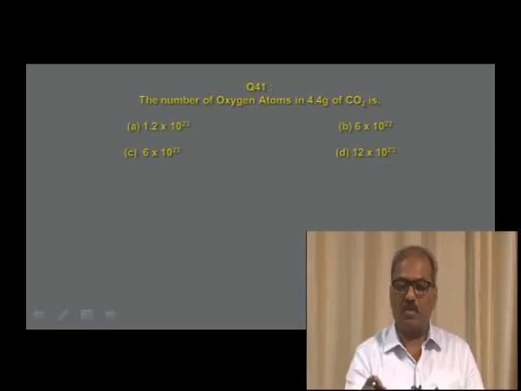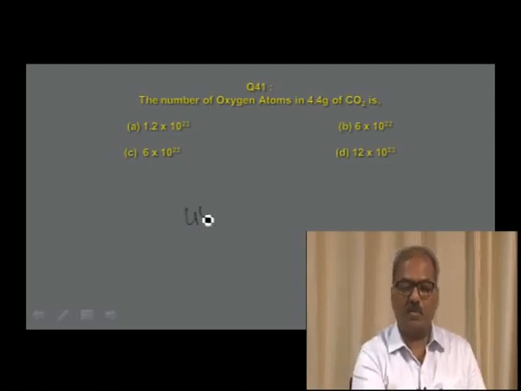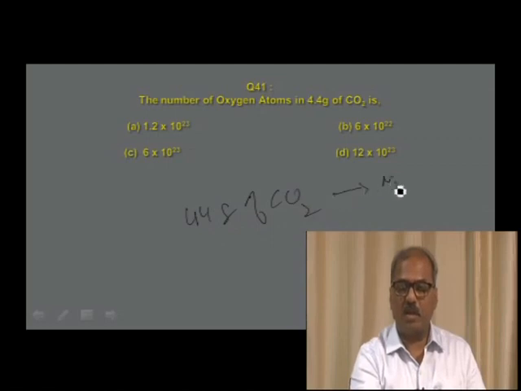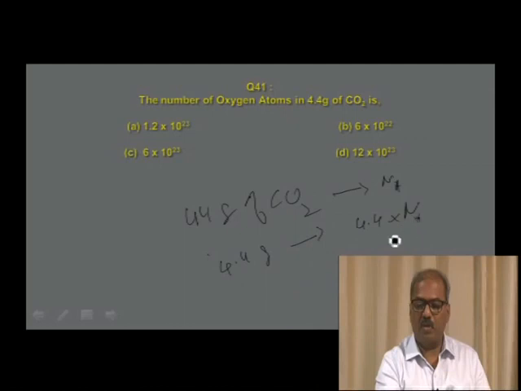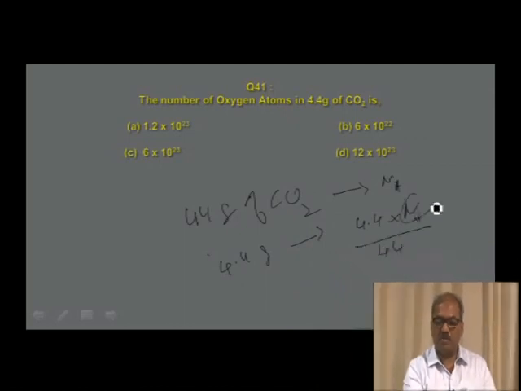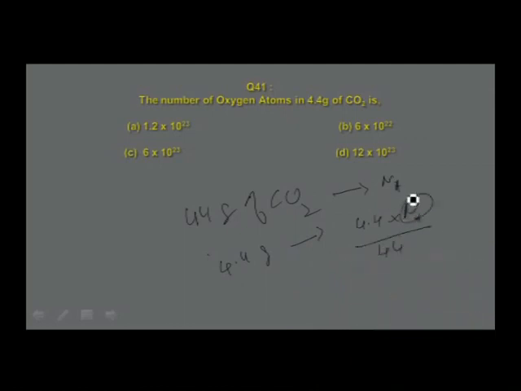Therefore, we understand 44 grams of carbon dioxide contains Na. Therefore, 4.4 grams of carbon dioxide contains how many? 4.4 into Avogadro number divided by 44. What is this Avogadro number? That is 6.022 into 10 power 23. Substitute and simplify, you get this number.